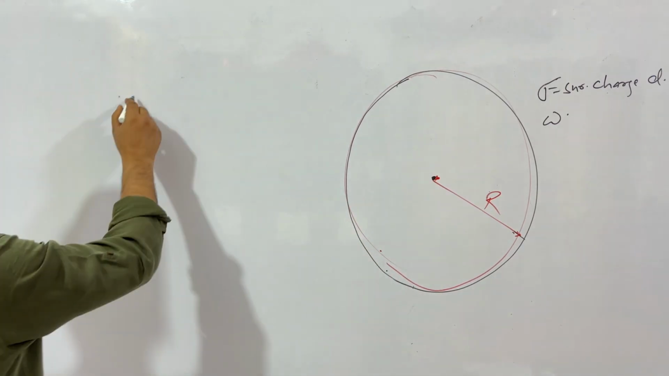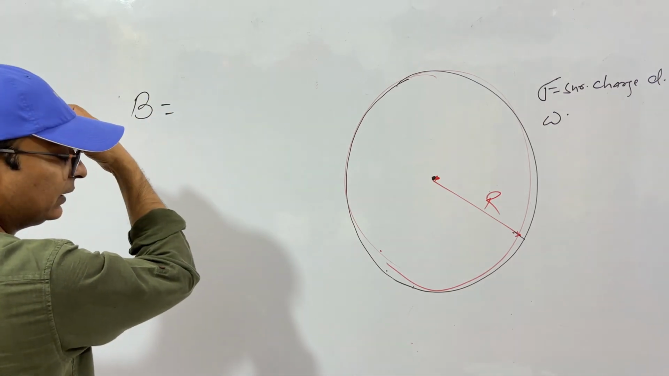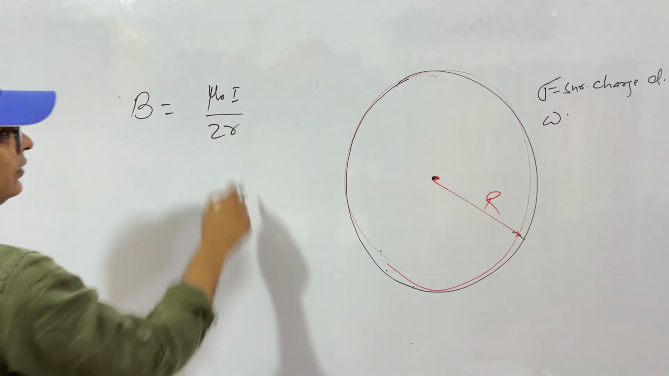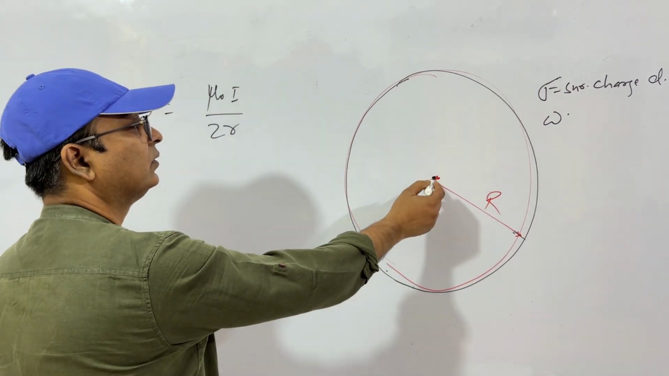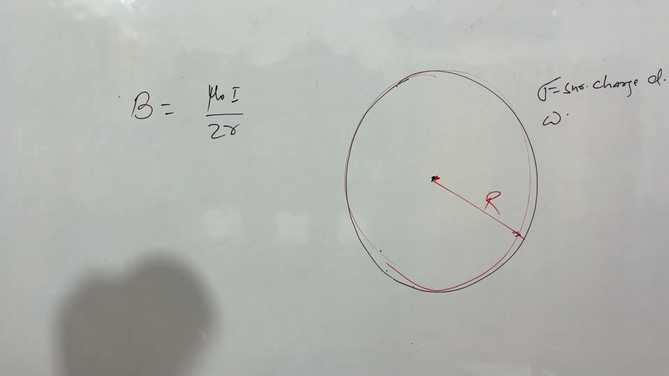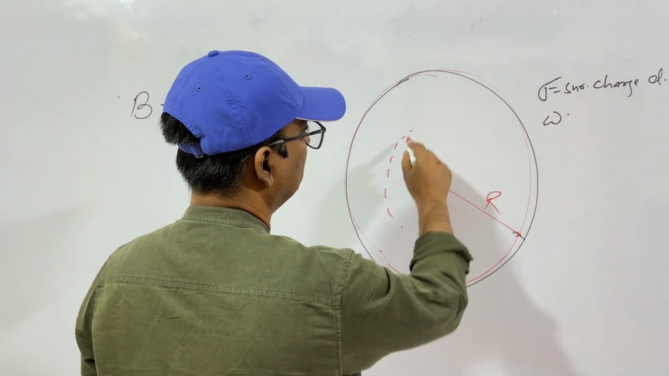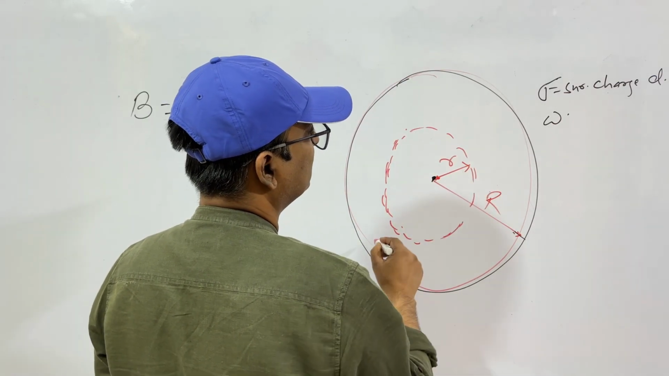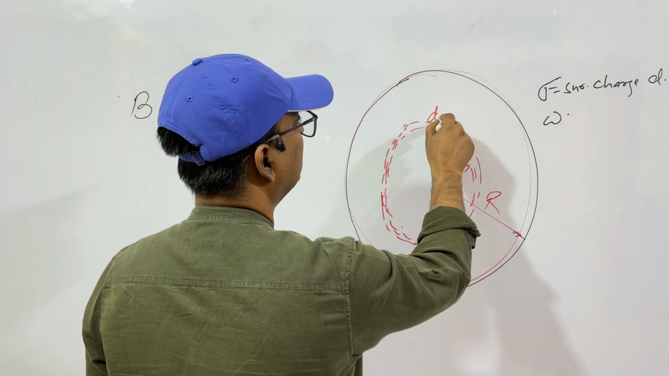If you remember, the magnetic field due to a circular loop is given as mu 0 times the current in that loop, by 2 r, where r is the radius. We have found the strength of the magnetic field at the center of a circular loop. So how do we find it for this disk? Let's say we take a small current element, of radius r and a small thickness dr.